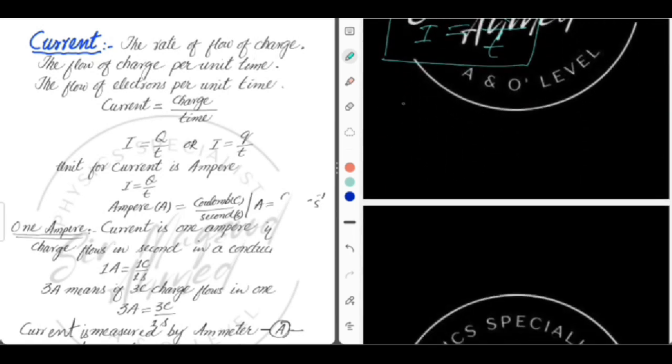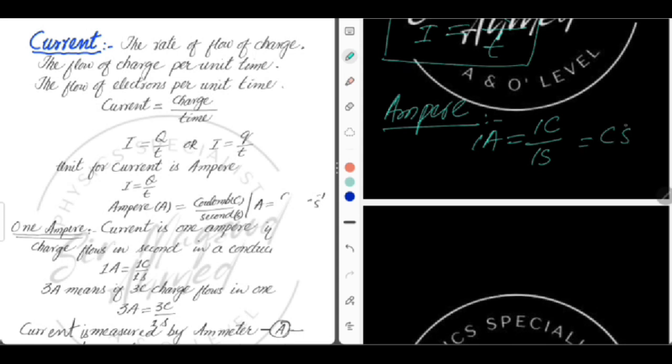The SI unit for current is ampere. The current through any metallic conductor is 1 ampere if 1 coulomb charge passes through that conductor in 1 second. So ampere is coulomb per second.